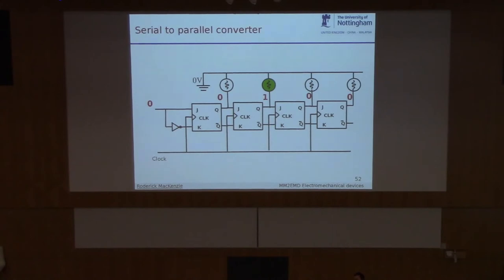And we're going to repeat this again and again. So we can take any data there and display it on our series of light bulbs here. So let's do it again. We put a 1 on the input, apply the clock pulse, all the data shuffles along, put a 0 on the input, apply a clock pulse, all the data shuffles along. Any questions? Shout.